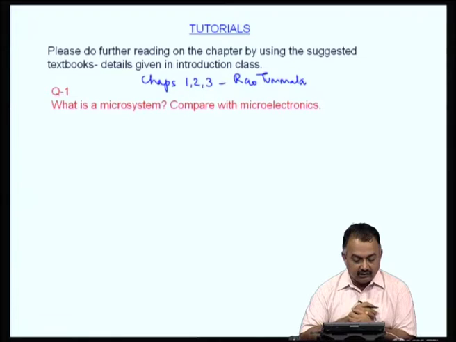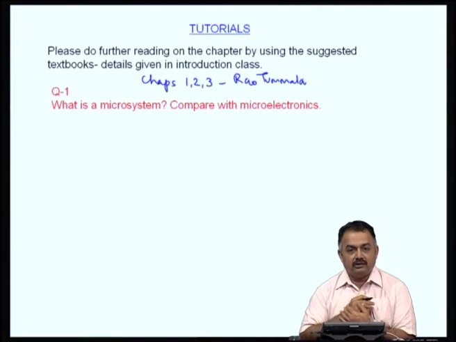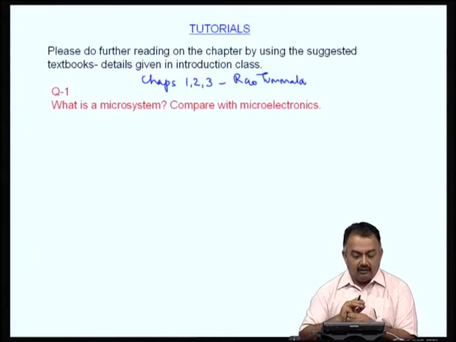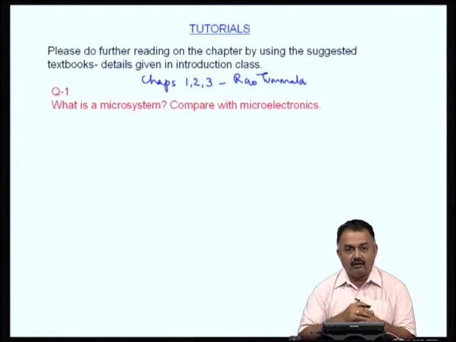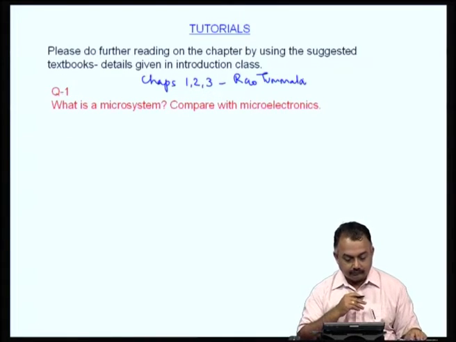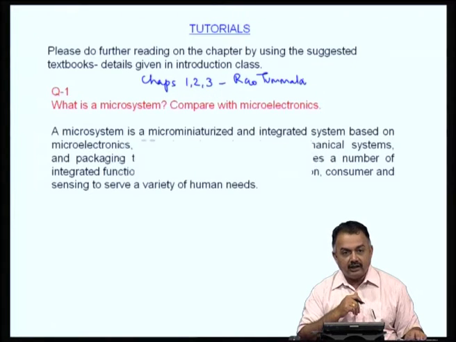My first question is, what is a microsystem? Because we have talked about systems, microsystem, nanosystem and so on. So, what is a microsystem and how does it compare with microelectronics? The two important things I am asking you are, you must know what microelectronics is, what area it comes under, and what a microsystem is. So, I will discuss the answer with you.